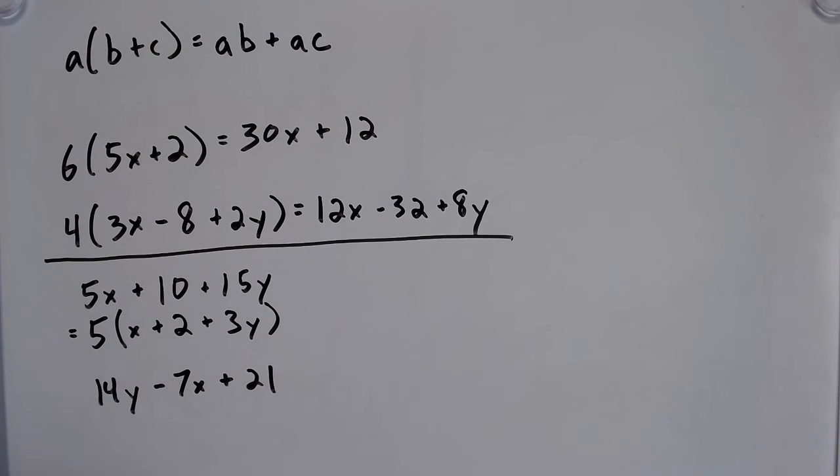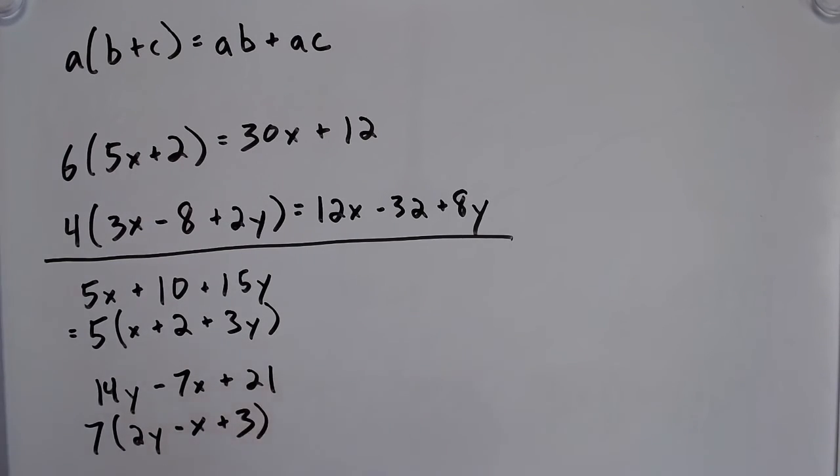Let's leave it like that. This may look familiar. This is similar to a problem that we did during these slides. So what's common between these three entities? In this case, it's 7. So we're going to take the 7, put it out front. 7 times what gets you 14y? In this case, it's 2y. 7 times what will give you negative 7x? In this case, it's minus x. And 7 times what gets you 21?